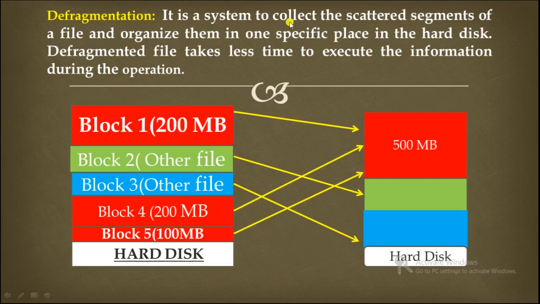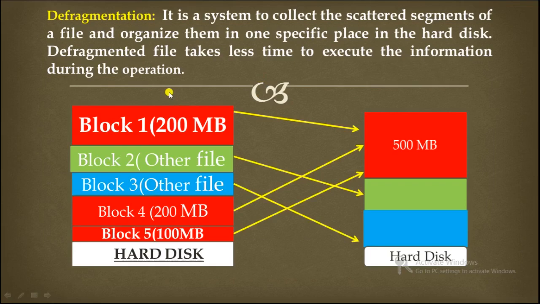Defragmentation is a system to collect the scattered segments of a file. Scattered segments means, as you can see on the screen, in the first block we have 200 MB, in the fourth block 200 MB, in the fifth block 100 MB. The file is kept here and there, not in one place. That is called scattered segments of a file. Defragmentation is the process to collect the scattered segments and organize them in one specific place in the hard disk.